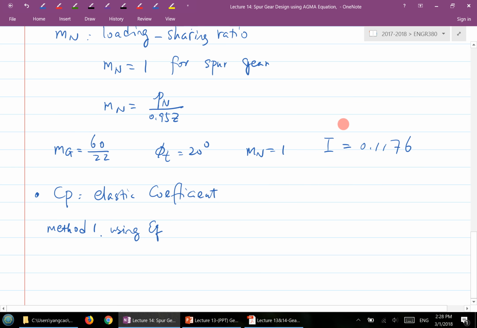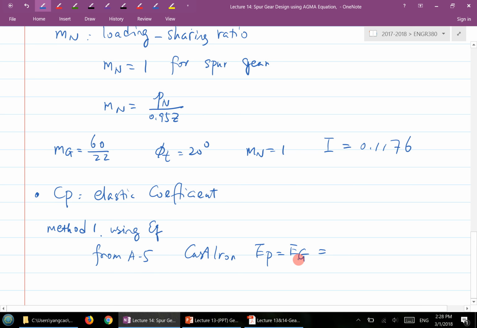If I use this equation, then I need to find Poisson's ratio. In Appendix A-5, you'll find the Poisson's ratio and the Young's modulus for typical materials. Because we're choosing cast iron, we can find the Young's modulus of cast iron, for both pinion and gear.